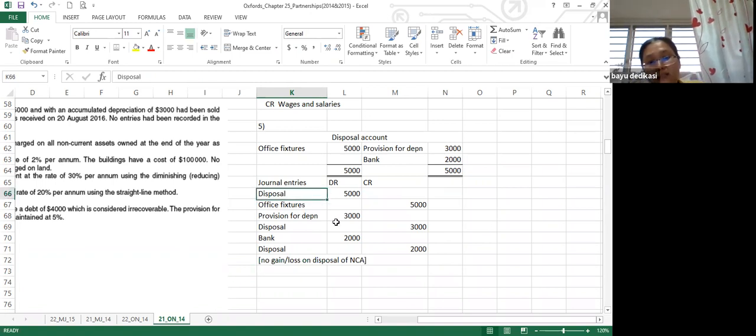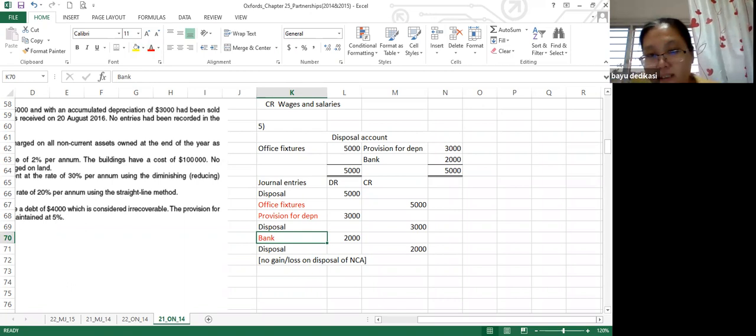So basically, this is the entry that you need to go through, affecting your office fixture, affecting your provision, affecting your bank. Okay, next, move on.